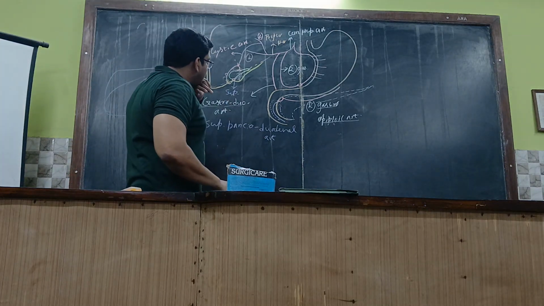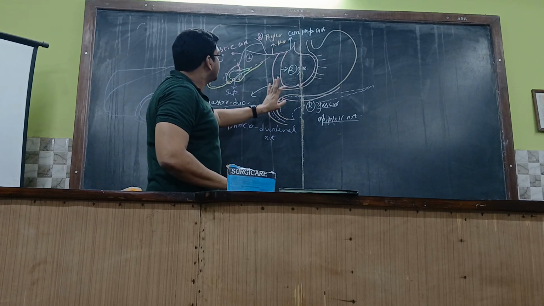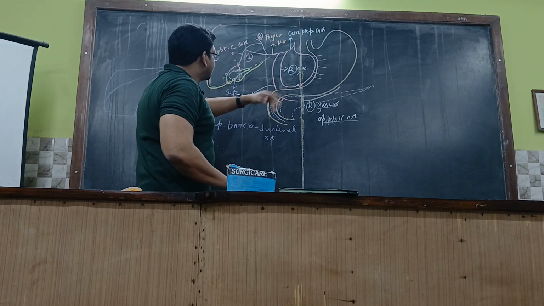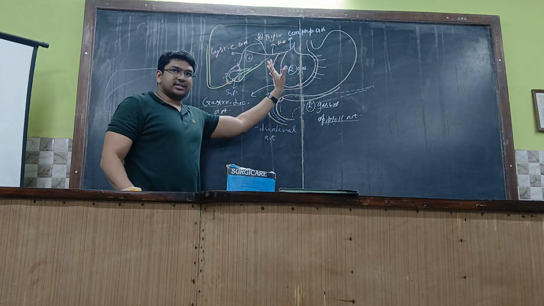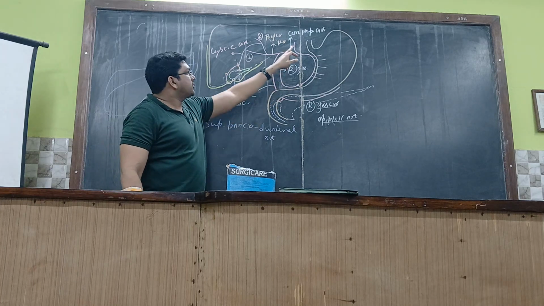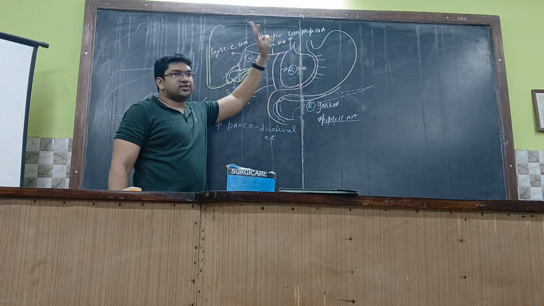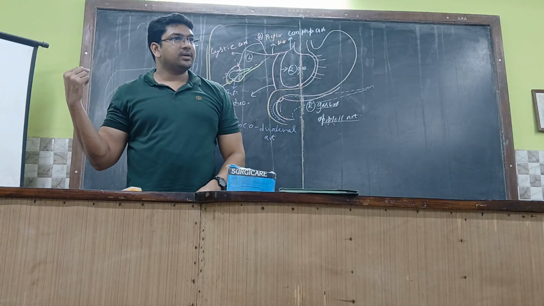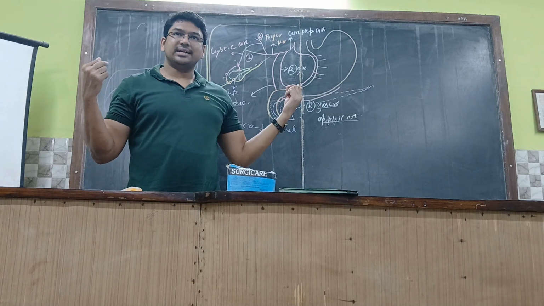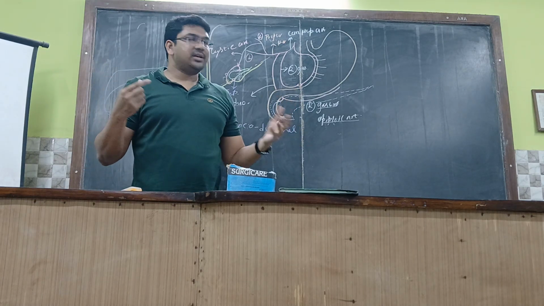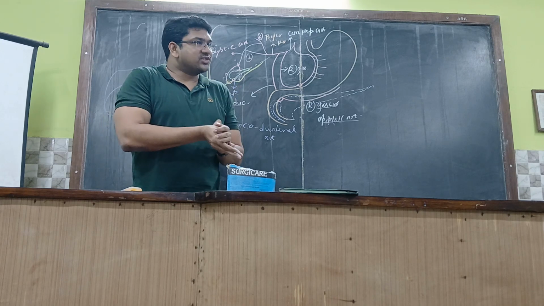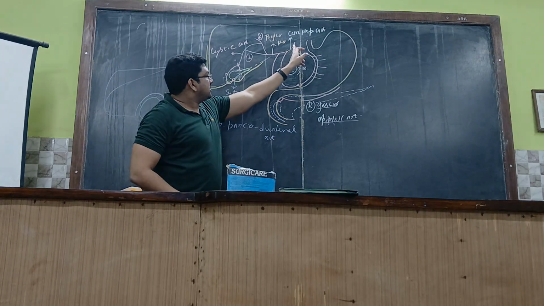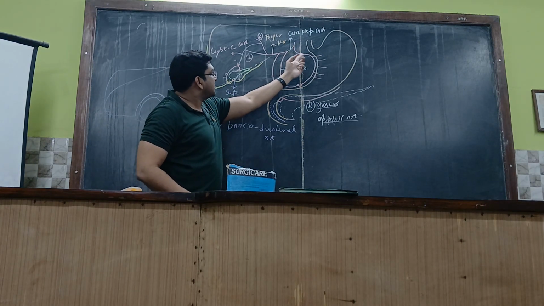What else? What are the branches? Splenic artery. So far everybody understood these branches, right? First of all, the celiac trunk gives 3 branches. One towards the right side, the common hepatic artery; on the left side, the splenic artery; and in the middle, the left gastric artery. Let us see first, what is the branch? Left gastric artery.